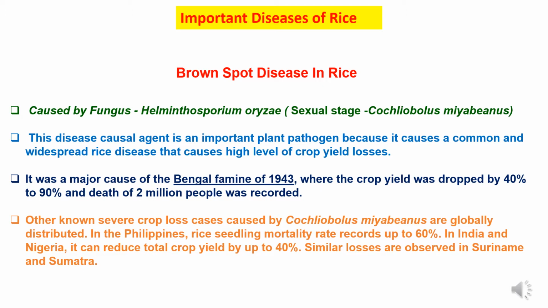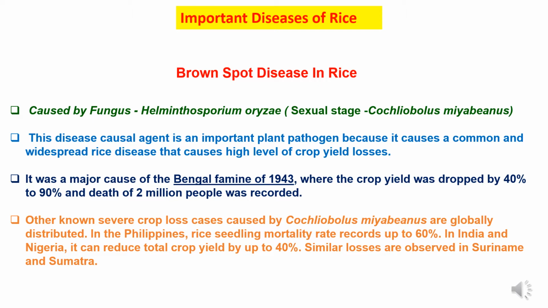First one is brown spot disease in rice. This disease is caused by the fungus Helminthosporium oryzae, which has the sexual stage Cochliobolus miyabeanus. This disease's causal agent is an important plant pathogen which causes a common and widespread rice disease that causes a high level of crop yield losses.